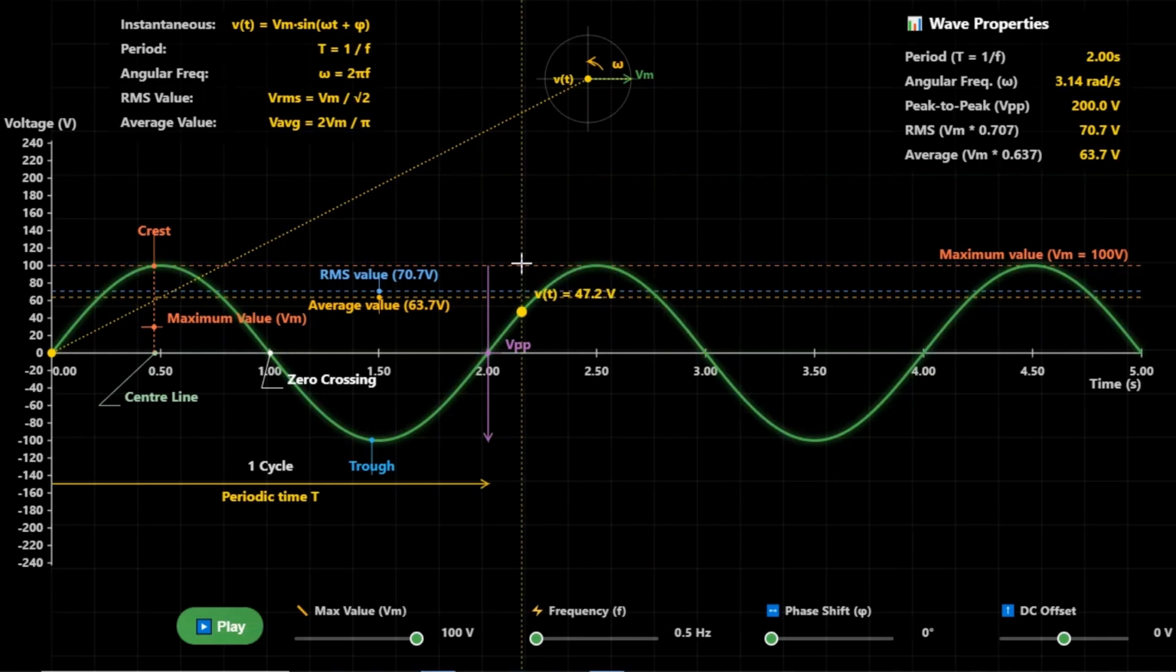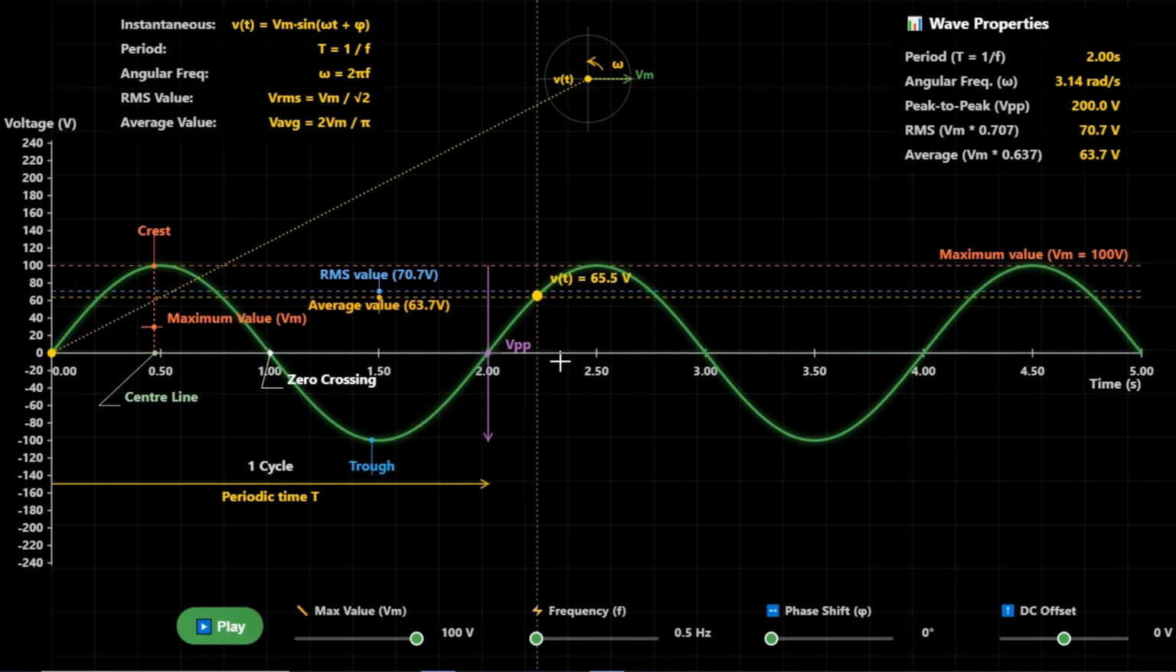In this video, we will see what is a sine wave and terms related to sine wave. So first of all, what is a sine wave? A sine wave, also called a sinusoidal wave, is a smooth periodic oscillation. It's the most basic form of a wave and serves as the foundation for understanding more complex waveforms.